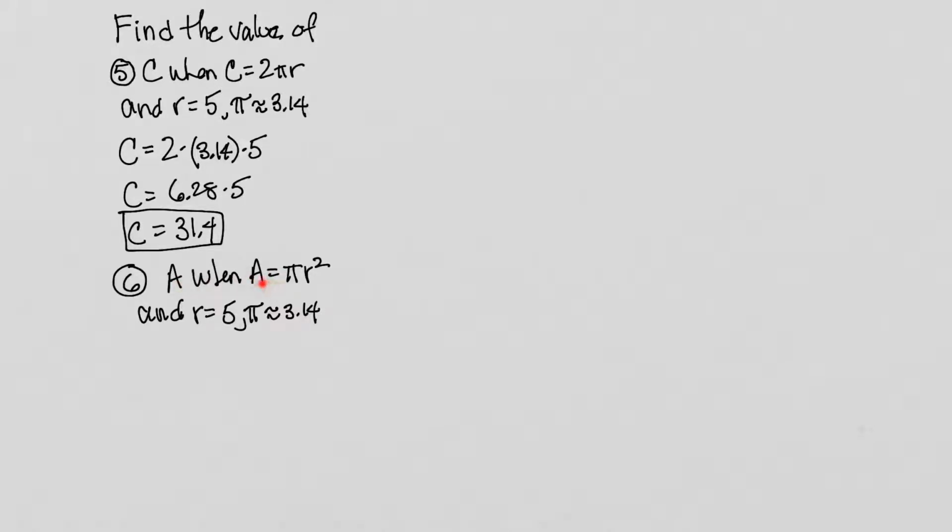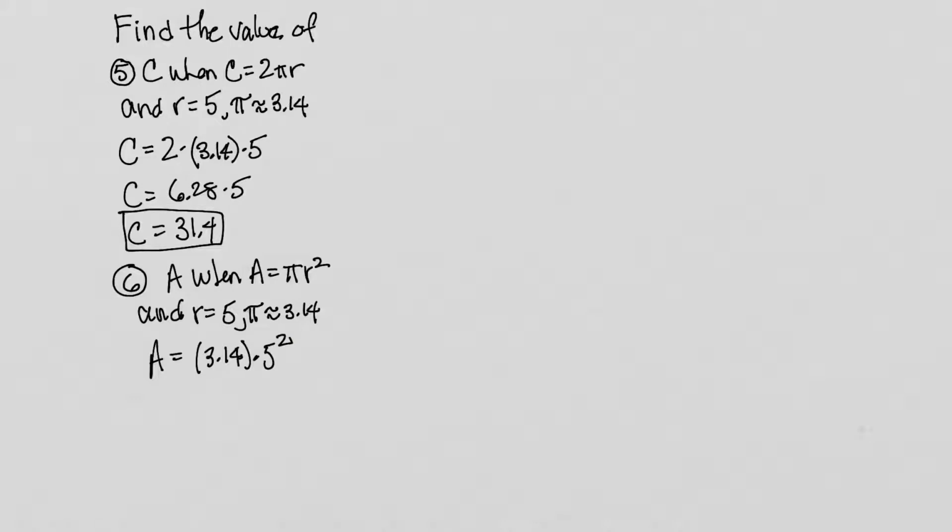This problem here is the area of a circle. So what we're going to try to do is approximate the area of a circle with radius 5, and again approximating pi with 3.14. So we're going to get that a is equal to pi, 3.14 approximately, times 5, but it's squared, right? Be careful. 5 squared, 5 squared.